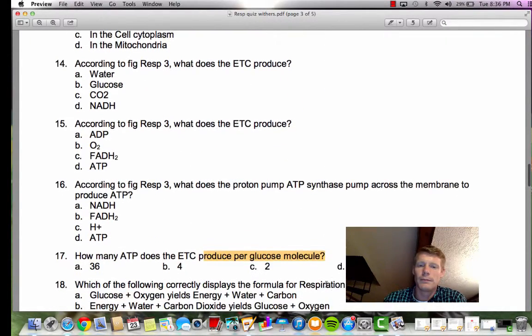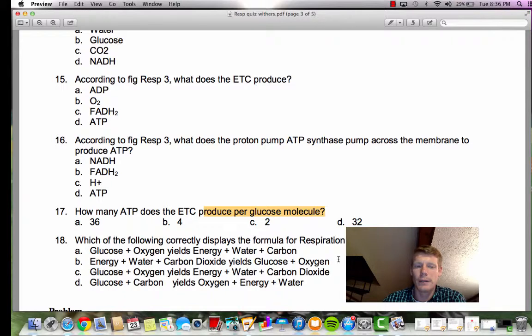18. Which of the following correctly displays the formula for respiration? A. Glucose plus oxygen yields energy plus water plus carbon. B. Energy plus water plus carbon dioxide yields glucose plus oxygen. C. Glucose plus oxygen yields energy plus water plus carbon dioxide. Or D. Glucose plus carbon yields oxygen plus energy plus water.